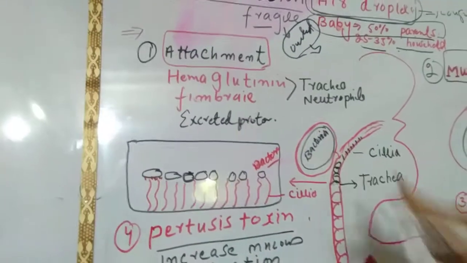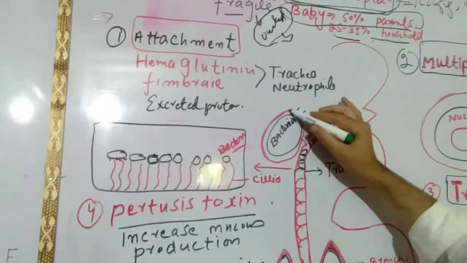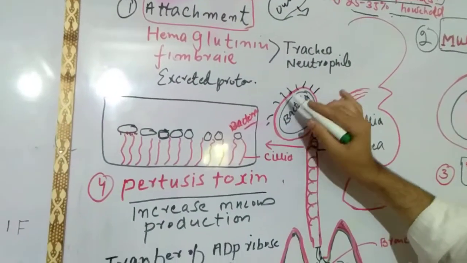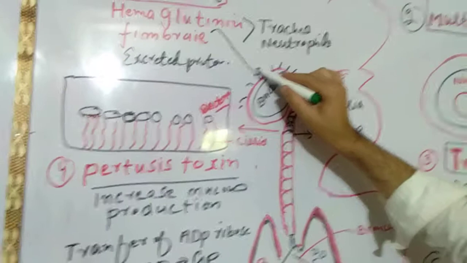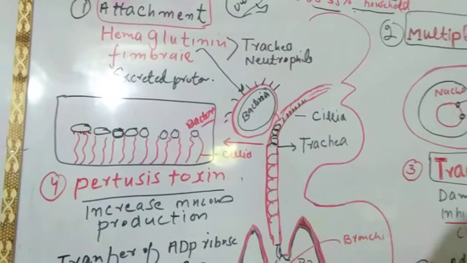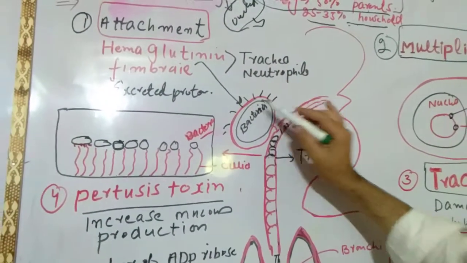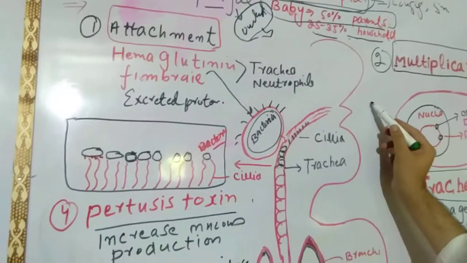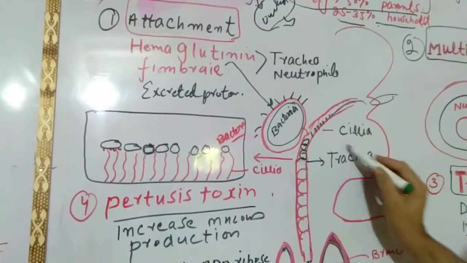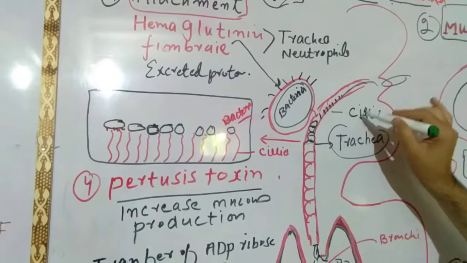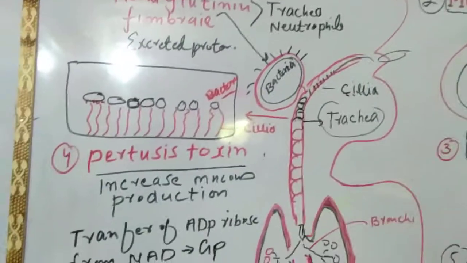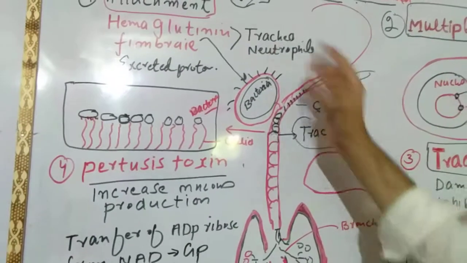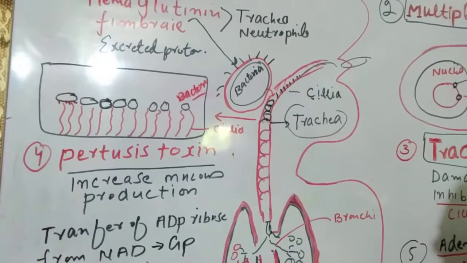This bacteria has a specialized structure. This structure is called hemagglutinin fimbriae. First of all, with the help of these fimbriae, the bacteria come and enter the trachea, and in the trachea it attaches to the cilia. First it infects the cilia and then destroys the cilia.